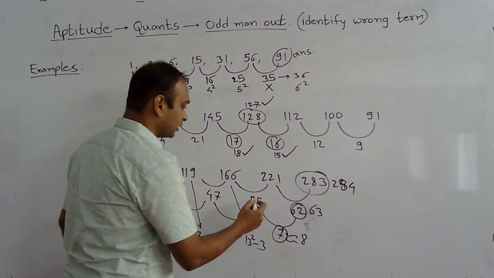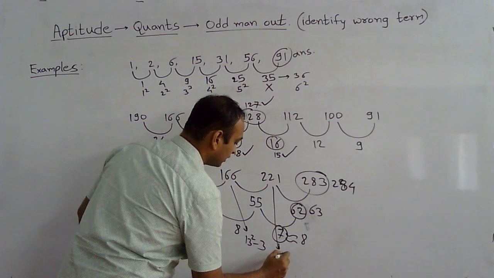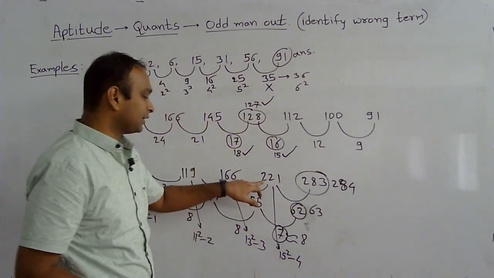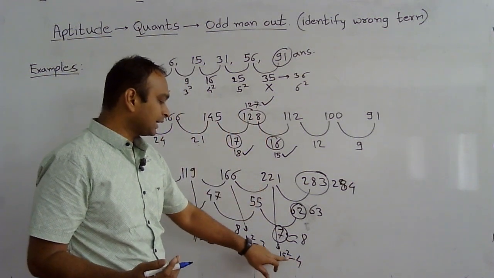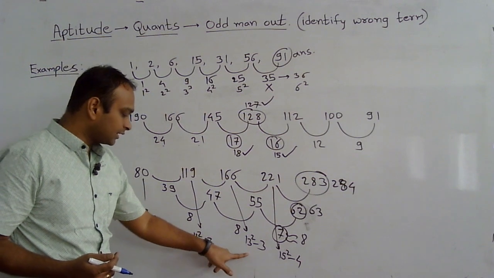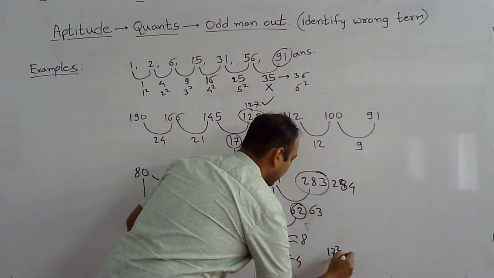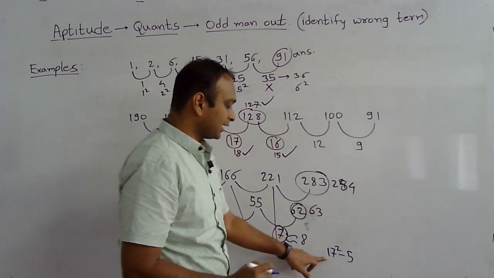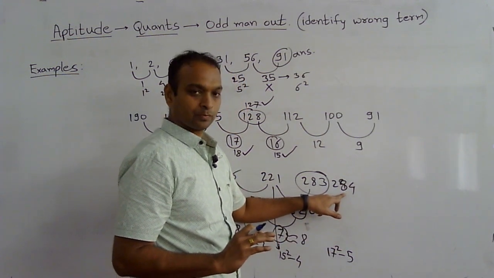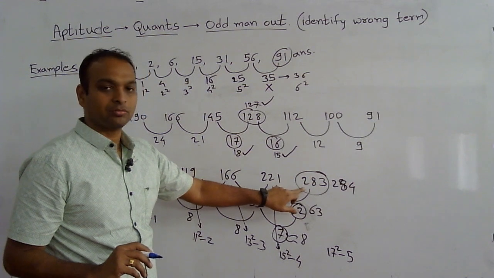Let's check for the next number. Next we have 221, and square of 15 is 225. 225 minus 4, that gives 221. So this is also perfect. And next should be, so if you check out the series, 9 square minus 1, 11 square minus 2, 13 square minus 3, 15 square minus 4. Next should be 17 square minus 5. So 17 square is 289. 289 minus 5 should give 284. So by this logic also, this term is odd. This term is odd, and that should be the answer.